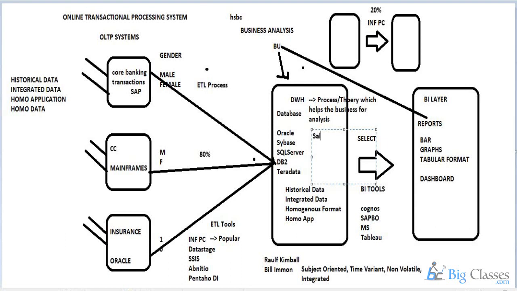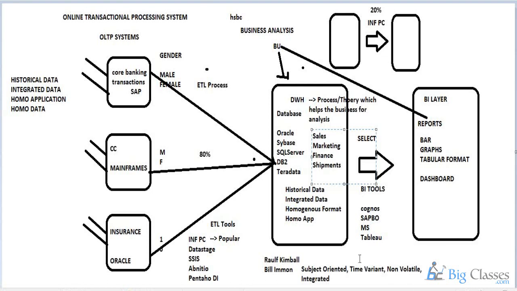Means all the sales data is present within the sales tables. All the marketing data will be present within the marketing tables. All the finance data will be present within the finance tables. And all the shipments data will be present within the shipments tables. So the data is categorized according to the subject areas within the data warehouse. So that is called subject oriented.